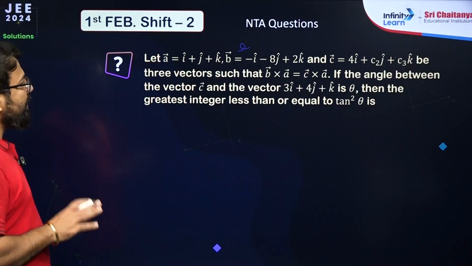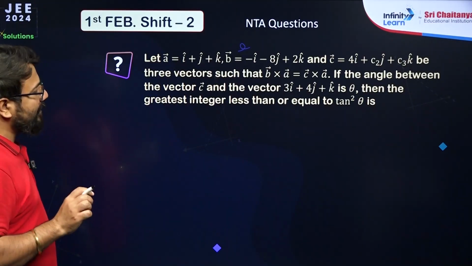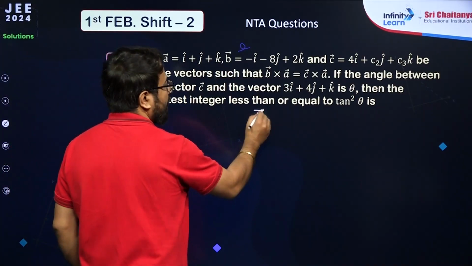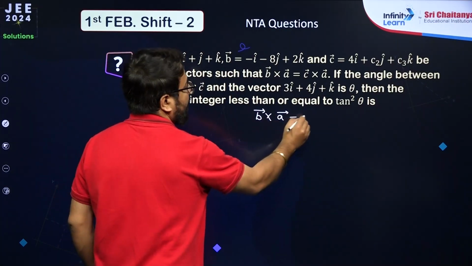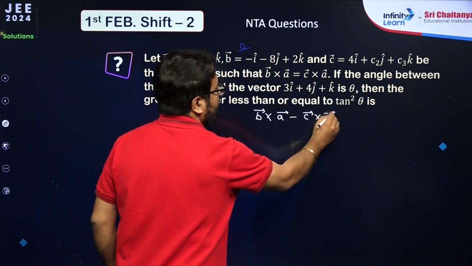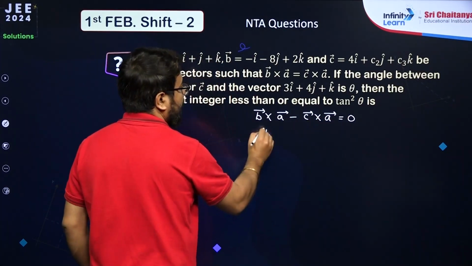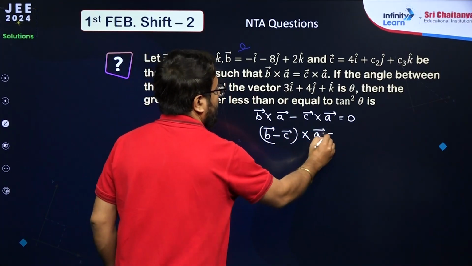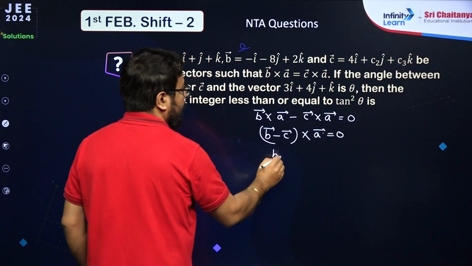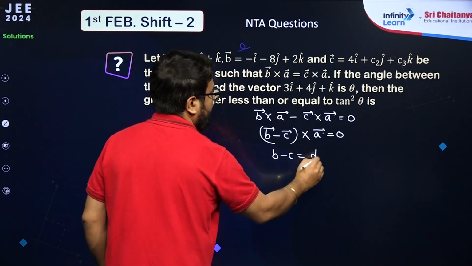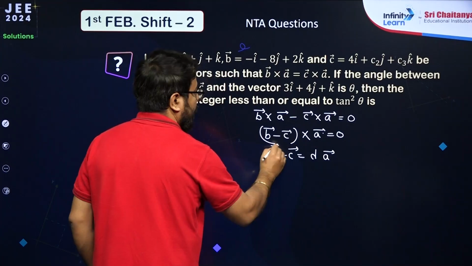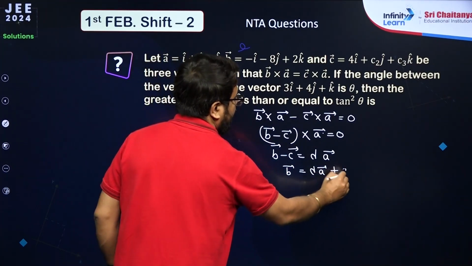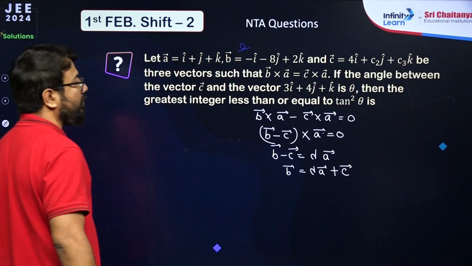Moving ahead to the next question. A vector, B vector, C vector are three vectors such that B cross A is equal to C cross A. So B cross A minus C cross A is equal to 0. (B minus C) cross A is equal to 0. If the cross product is 0, then B minus C will be lambda A. Then B vector will be lambda A vector plus C vector. I hope this is also clear to you.